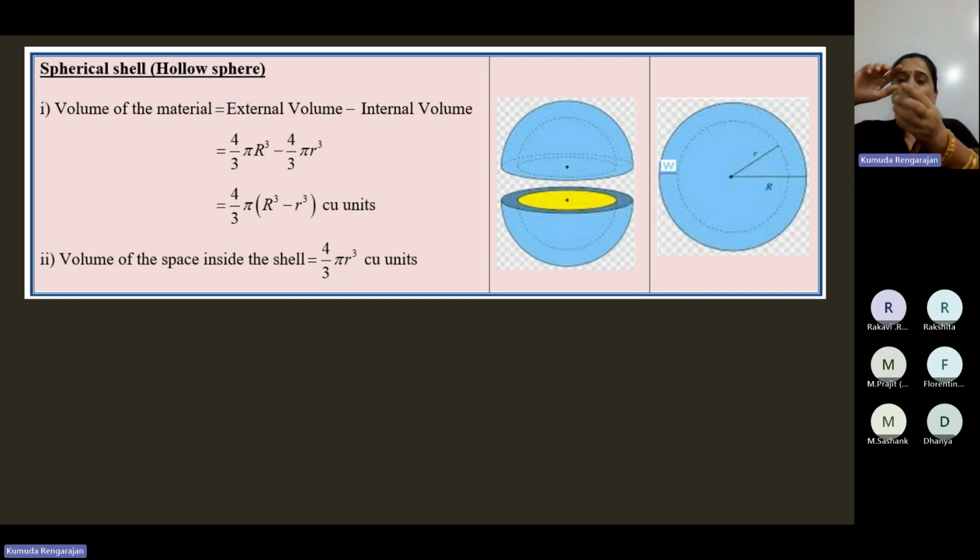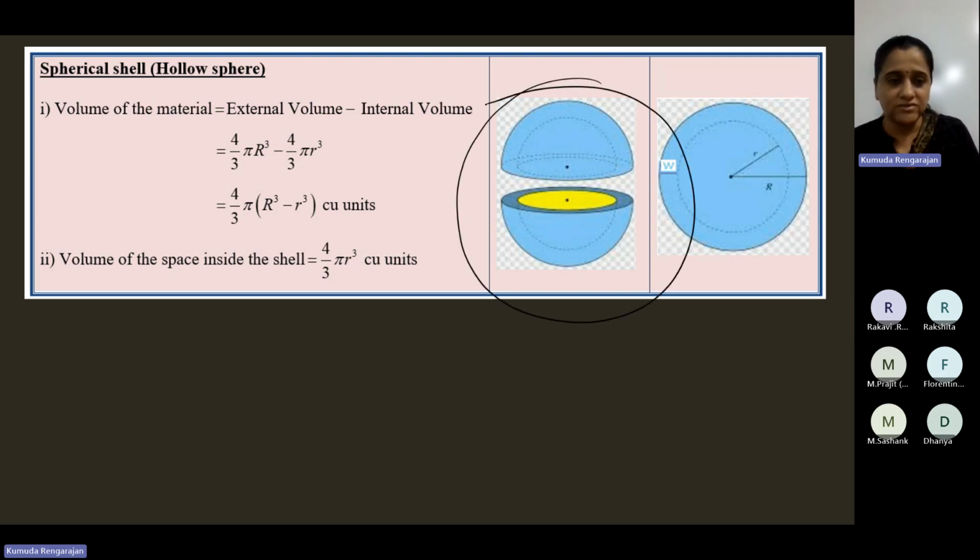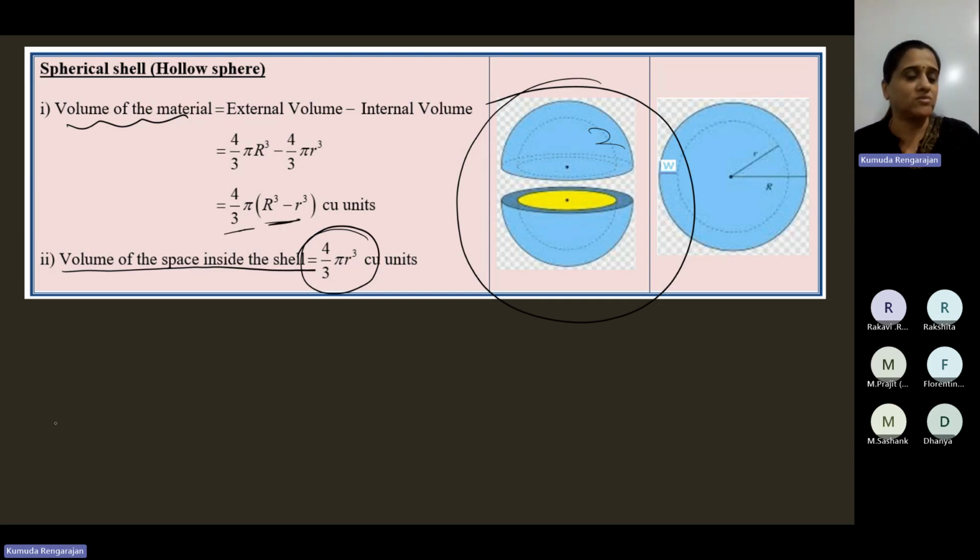Supposing you have a coconut, you can just open it and close it like a box. The space inside I'm talking about, the space inside is a sphere only, with radius small r. That volume is only 4/3 pi r cubed. In the case of a hollow sphere like this, the volume of the space inside the shell is only one sphere's volume, 4/3 pi r cubed. But if you're talking about the volume of the material, the thick part, then it is 4/3 pi capital R cube minus small r cube.